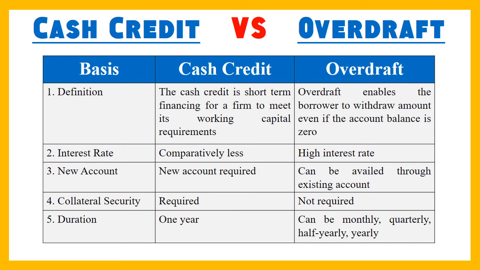For availing the facility of cash credit, a new specific account is required to be opened, whereas the overdraft facility can be availed through the existing bank account. Then the duration of cash credit is mostly 1 year, whereas the overdraft facility can be availed on a monthly basis, quarterly basis, half yearly or yearly basis.